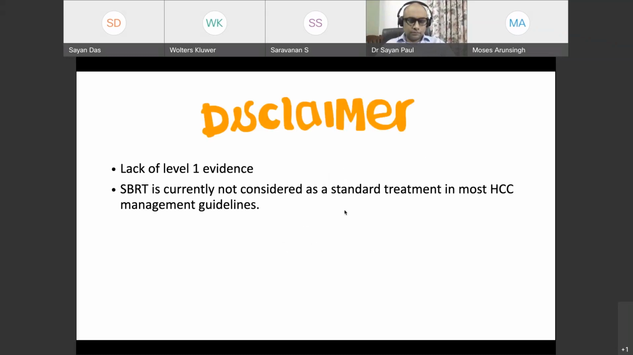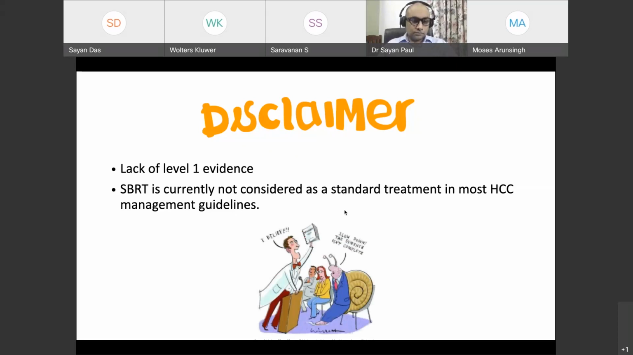Now, before I begin, there's a small disclaimer that it is mostly for the purists, that there is no level 1 evidence to support the use of SBRT in HCCs. And as such, most of the current management guidelines do not include SBRT, but I'll allude to some of them in the later half of my talk.